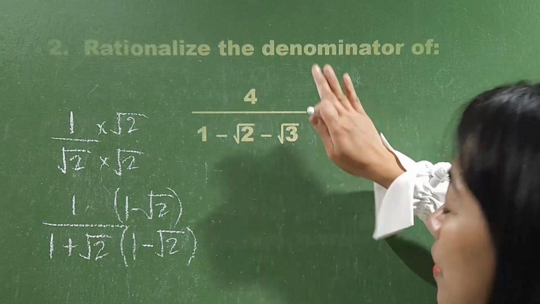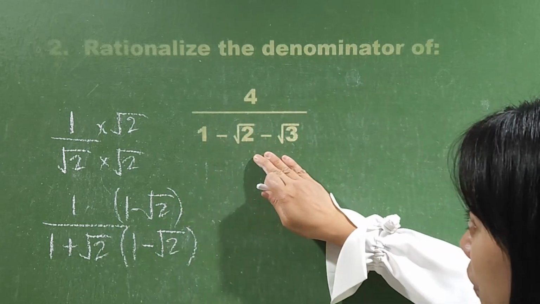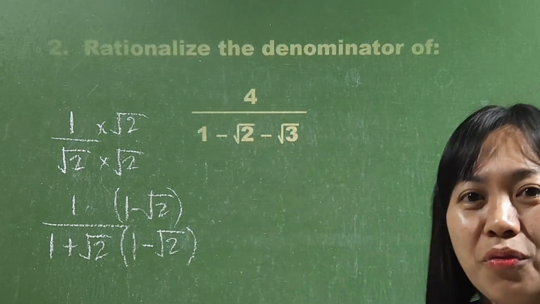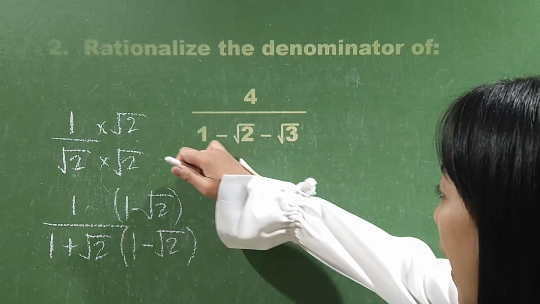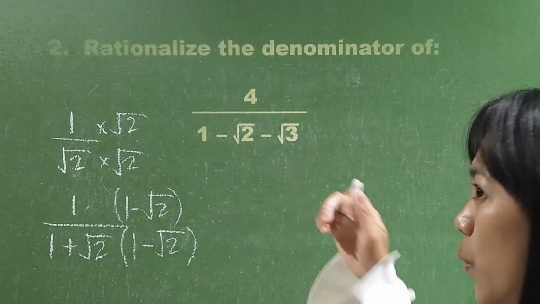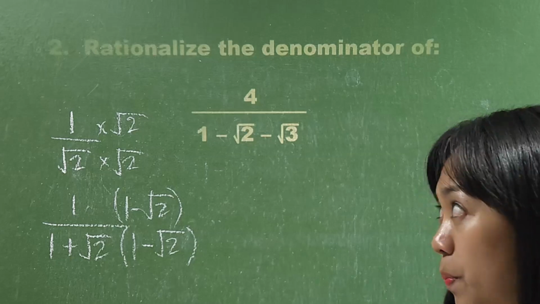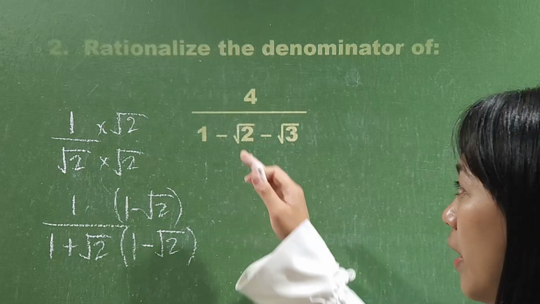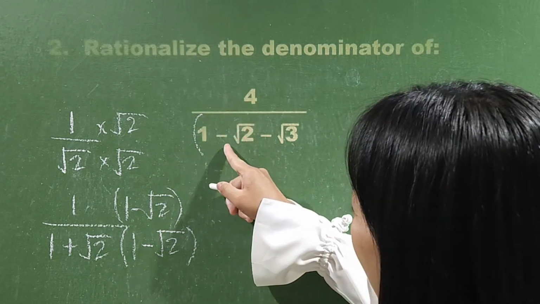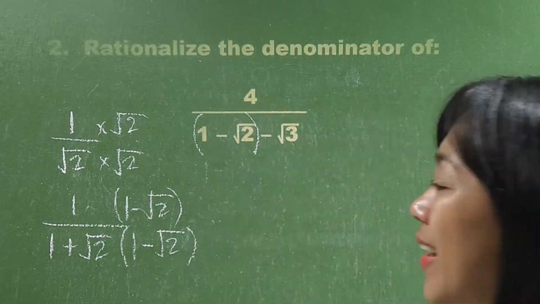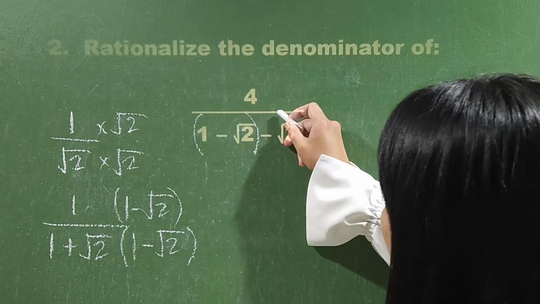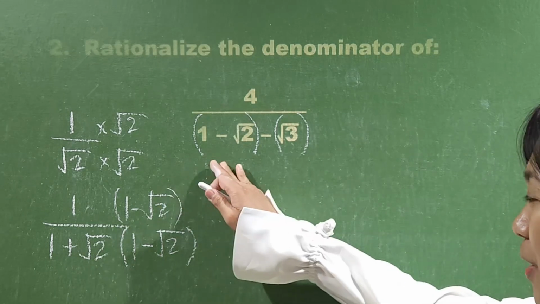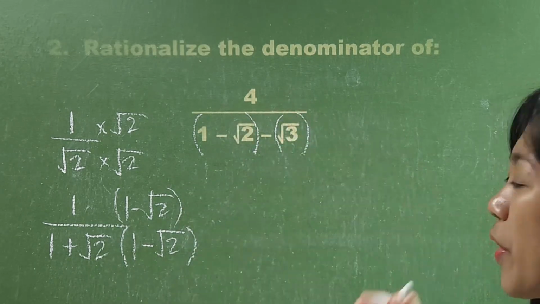But in this question, we have three terms here: 1 minus square root of 2 minus square root of 3. To rationalize this denominator, we will group these three terms into two groups. 1 minus square root of 2 is our first group, and the second group is square root of 3. So we have 1 minus square root of 2 minus square root of 3.